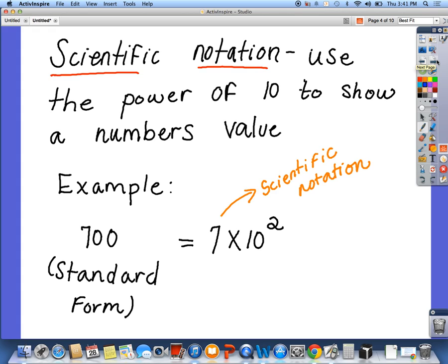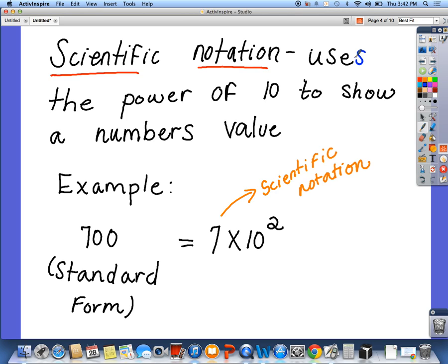And the last thing, we're just going to do a basic introduction of what scientific notation is. Scientific notation uses the power of 10 to show a number's value. So here's our example. We're going to really have to practice, so we're really just doing a basic introduction of understanding this. This is what they use in Britain. So it's kind of important for us to understand what other countries use. And here's our example. Standard form of the number 700, we just view it as 7, 0, 0. When I'm writing it in scientific notation, I would write 7 times 10 to the power of 2.